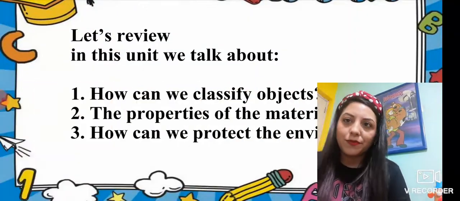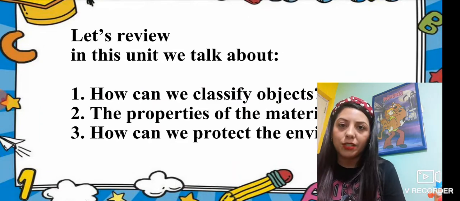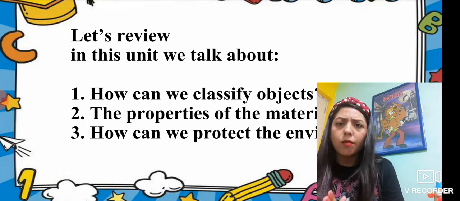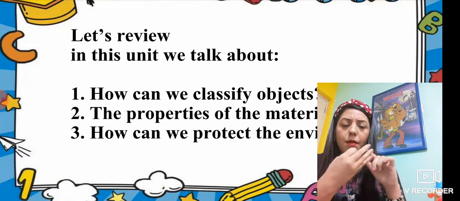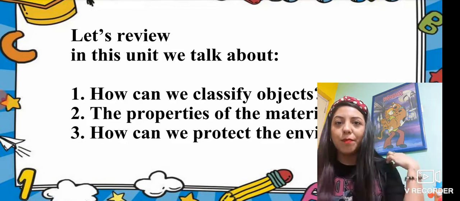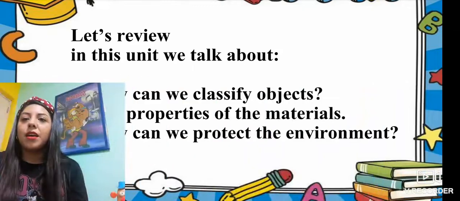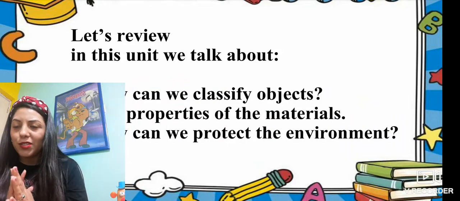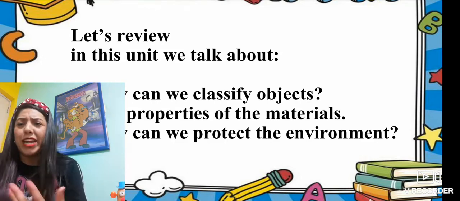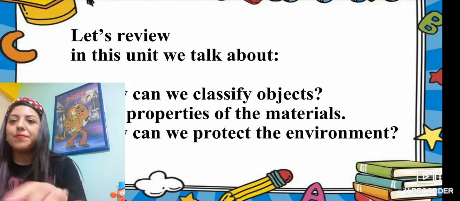So let's review, guys. In this unit, we talk about how we can classify objects. Remember, how can we classify objects? Because our objects are made of metal, wood, plastic, glass, paper, and also fabric. For example, my t-shirt is made of fabric. In the number 2, the properties of the materials. Some materials are resistant. You can stretch them. Some materials break easily. For example, the glass and the paper are very easy to break.